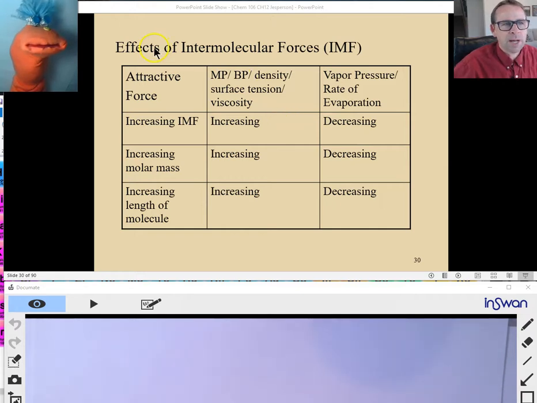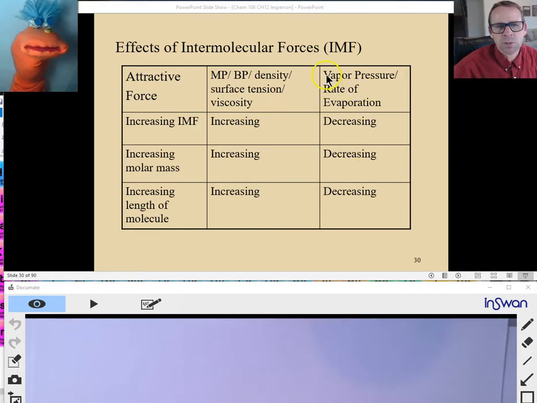Just a little reminder here. Increasing intermolecular forces increases the melting point, makes it a higher value, right? Because it becomes harder to melt, more energy needs to be going in, higher temperature needs to occur. Increases the boiling point, the density, it becomes more likely to be a solid or a liquid if it has increasing intermolecular forces. It also increases what we call surface tension and viscosity. And vapor pressure, rate of evaporation, these decrease.